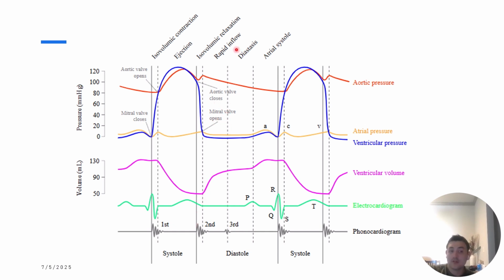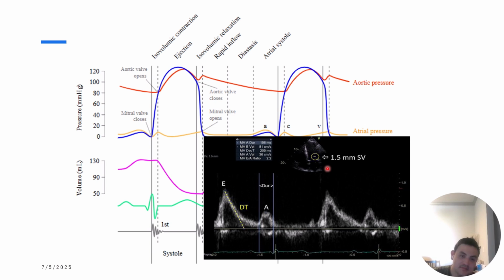When the mitral valve opens, you have three parts here. You have the rapid rush of blood to the LV, called the rapid inflow of blood. Then you have blood going from the LA to the LV in diastasis, and then you have the atrial systole. They say it's about 20% of the total volume of the LV. Then you are going to see this in the echo.